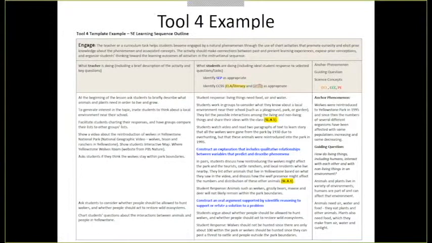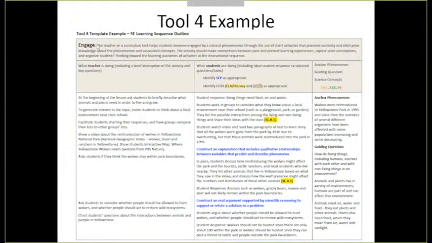So this is the Tool 4 template, and this is set to Mrs. Rivera's storyline. The first one up here is Engage. If this is hard for you to read, it may be just right for you, but if it's too hard for you to read, in the chat box I just put a link so that you can make it as large as you need to see it.